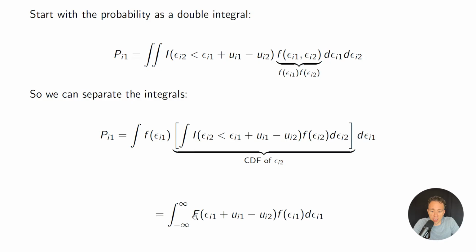We can say capital F is the CDF of epsilon I2, and then we can put where we're evaluating the CDF is this expression here, epsilon I1 plus UI1 minus UI2.